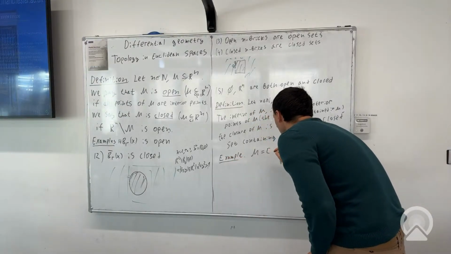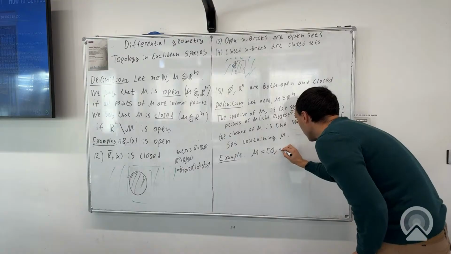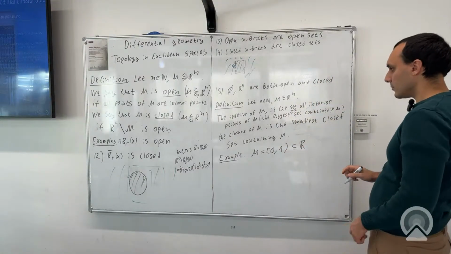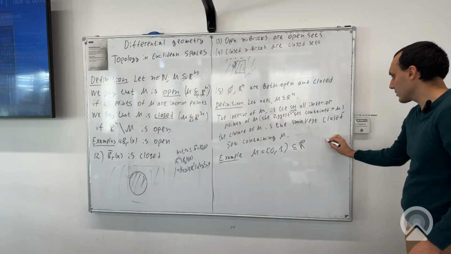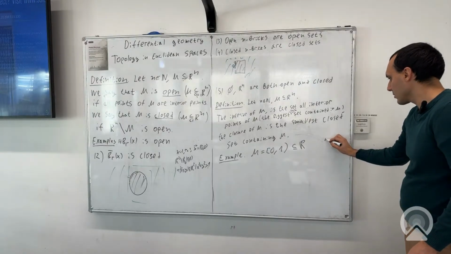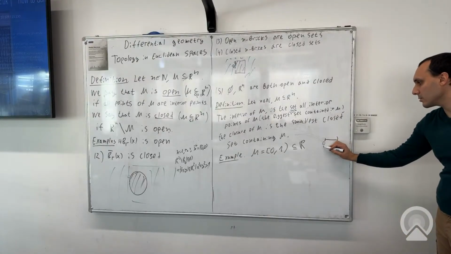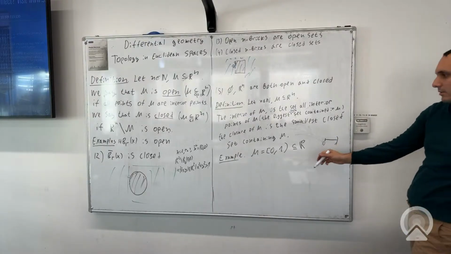M equals the semi-closed interval. So this is in R. Things like that. This is 0 and this is 1. What is the interior of M?